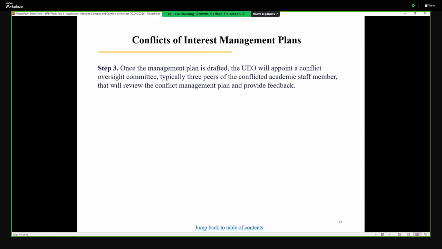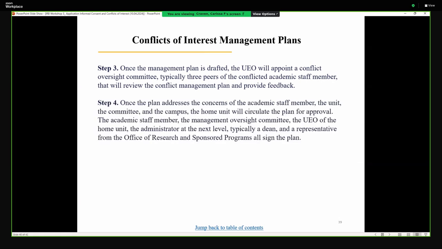So after that is drafted, the unit executive officer will appoint that conflict oversight committee. It's typically 3 peers that will review it and provide feedback before actually getting those signatures. And once all plans are addressed, all feedback is addressed, the plan will be circulated for signatures and approval, and then get signed. And then it is included with the IRB protocol application. It also will likely need to be uploaded to your RNUA.